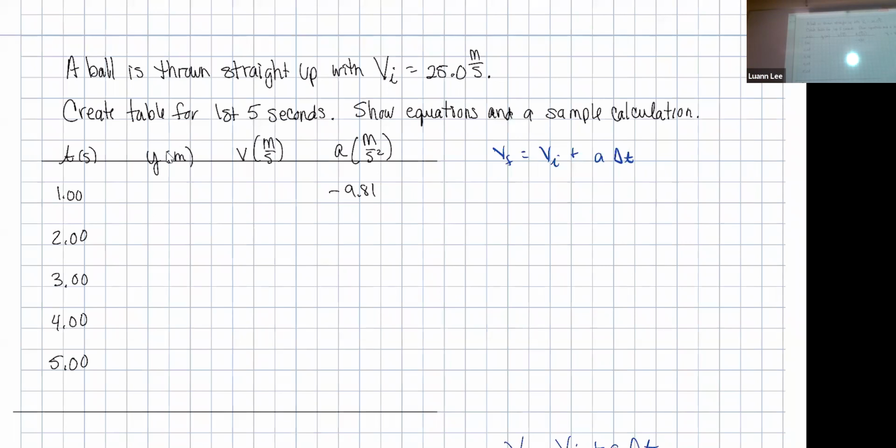Okay, so you are jotting this down because we're going to do a few calculations with this little table. You've been given an initial, kind of like the problem you just did, initial velocity of 25.0 meters per second. So that's the upward velocity that you're getting when this thing is thrown.